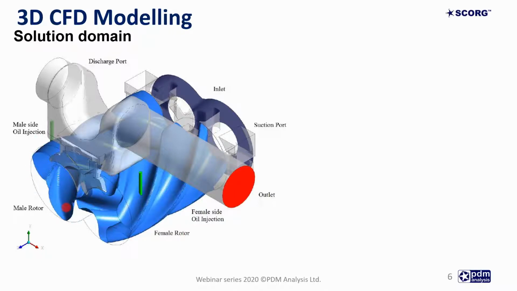Because these are positive displacement machines, the rotor domain deforms with time, and the enveloped volume between the lobes of the rotor squeezes in order to decrease its volume. In addition to these common domains, you can also have, depending on the design of the machine, some liquid injection such as oil or liquid refrigerants.